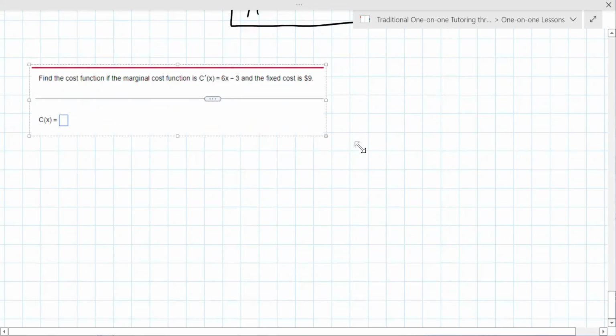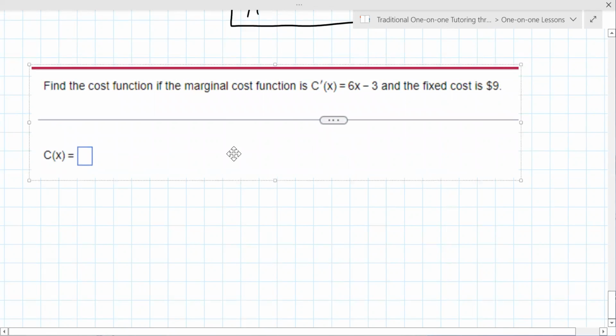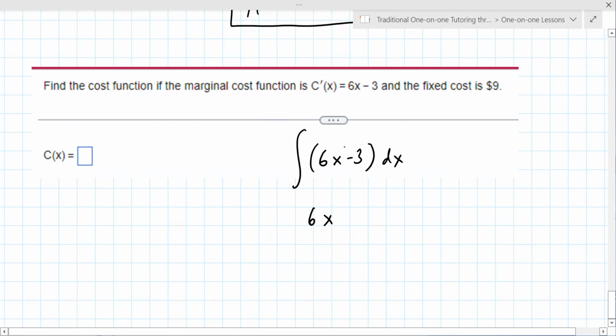So, all right, it says here, find the cost function if the marginal cost function is c prime of x equals 6x minus 3. So what they're asking you to do is to integrate 6x minus 3 dx. And this is not that hard. You've got the power rule we've been doing. So you add 1 to the exponent, divide by the new exponent. And then on the constant one here, you put an x plus c. So this is your cost function, okay? But this time they give you information to be able to find c.